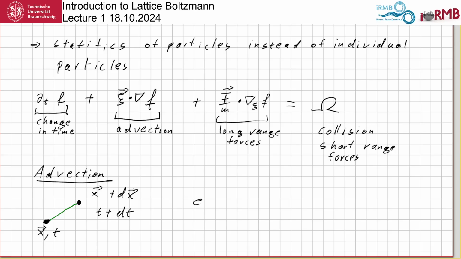And then they have this microscopic velocity. The microscopic velocity is the derivative, the change of the position with time. So the microscopic velocity is the velocity of the single particles. And particles are, of course, moving in the direction of their velocity.